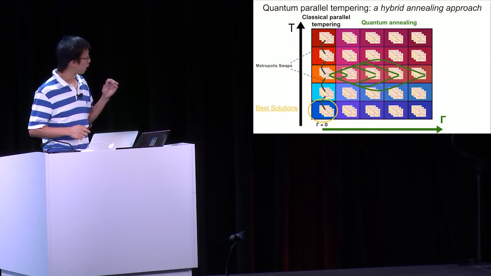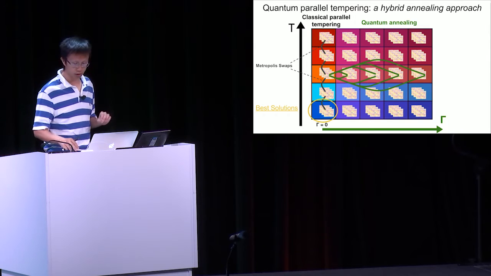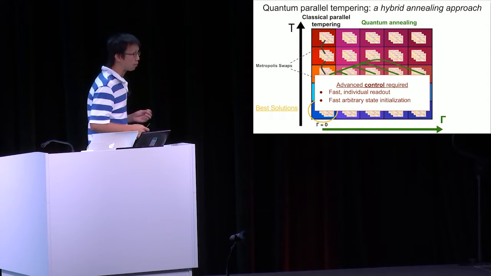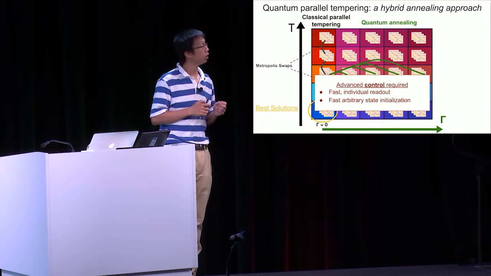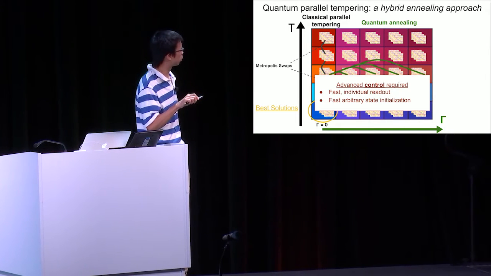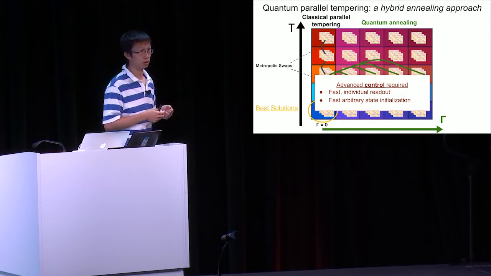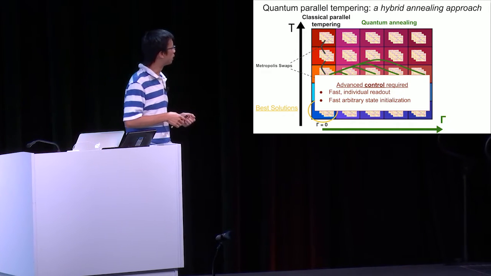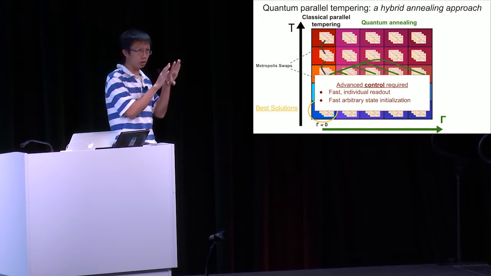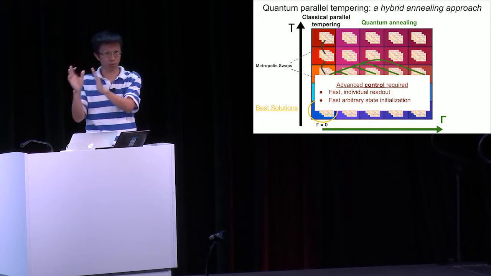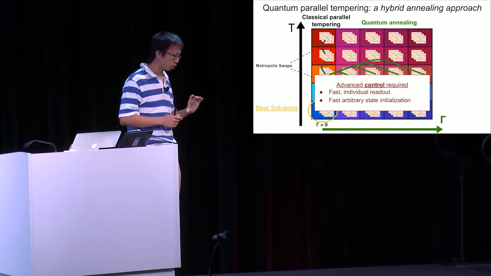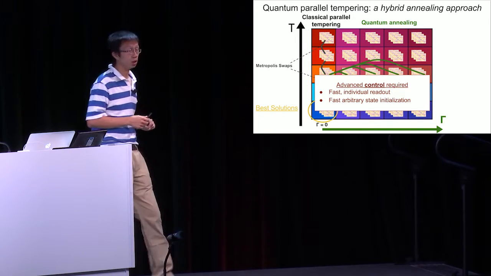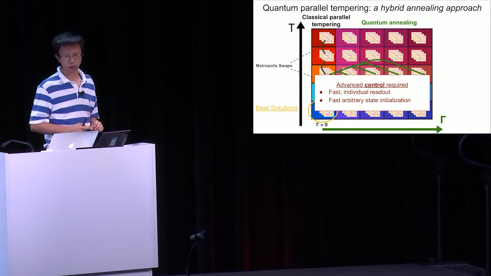However, as a hardware engineer, the lesson I learned from this algorithm is, first of all, in order to be able to update your system quickly and accurately, you have to have a faster individual readout of each of your qubits. And then you can look at the configuration and do the update properly. And second, in order to have information transfer from the classical part to the quantum part, you have to be able to arbitrarily initialize your quantum chip to different initial states. So those are all the lessons we have learned so far.